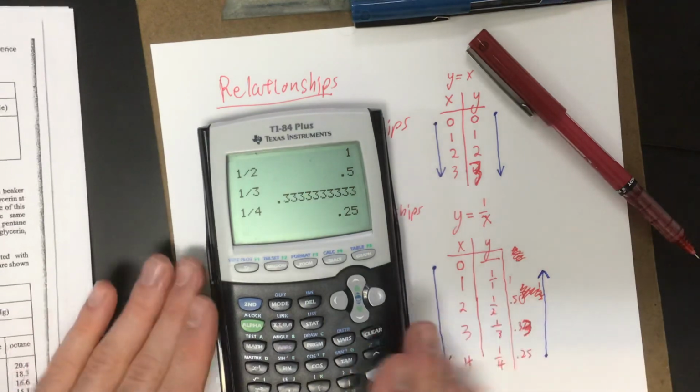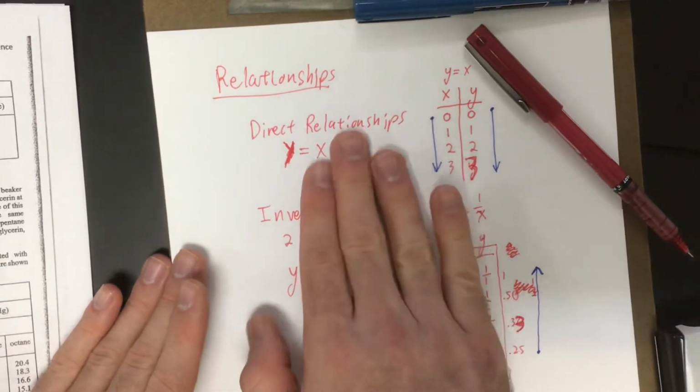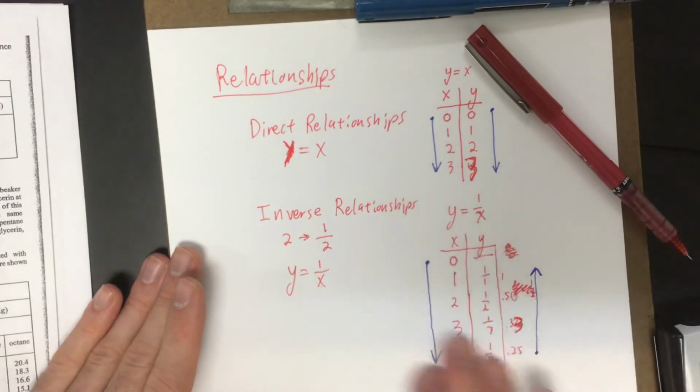So that is how we think about these direct relationships and inverse relationships, okay?